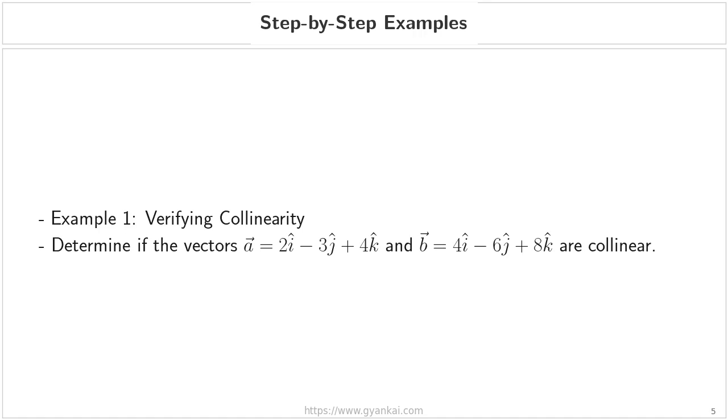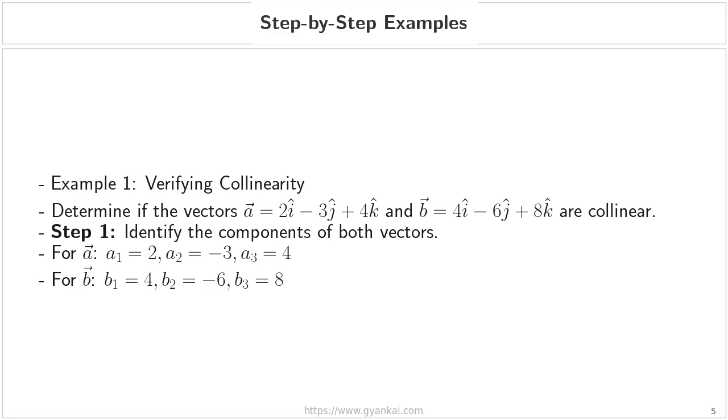Step-by-step examples. Now that we have understood the theory and the mathematical conditions for collinearity, let's put it into practice with our first worked example. On this slide, we are presented with example 1, where our goal is to verify whether two specific vectors are collinear. We have vector A, which is 2i - 3j + 4k, and vector B, which is 4i - 6j + 8k. To determine if they are collinear, we will follow a systematic three-step process.